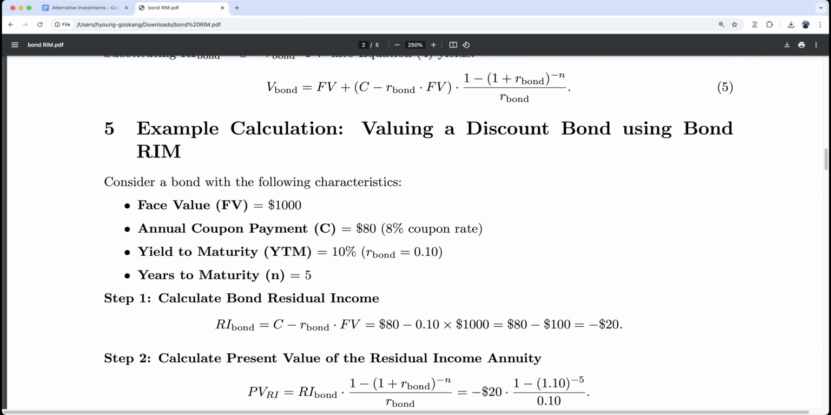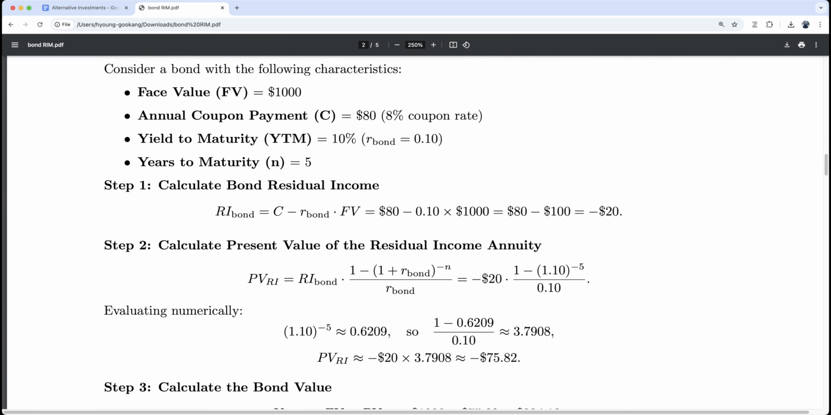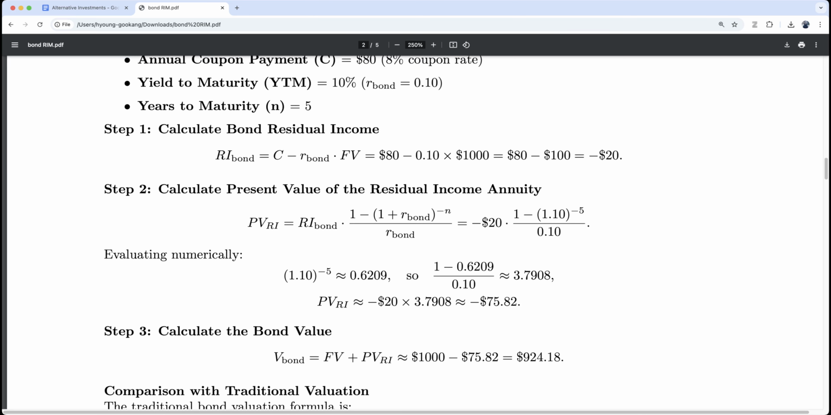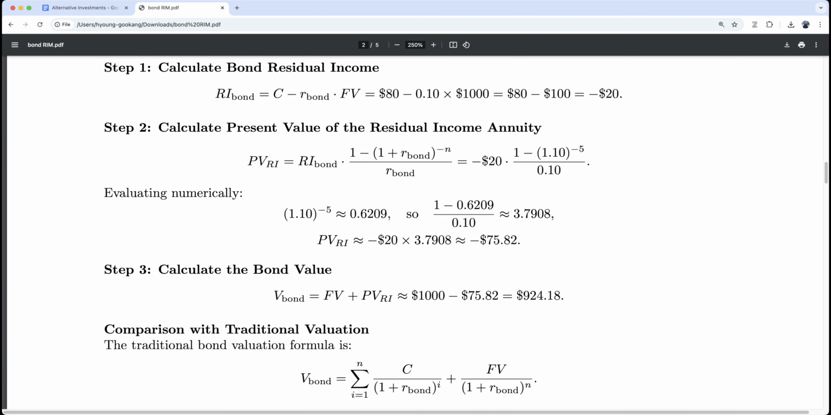Now calculate the present value of the residual income annuity, which is something like this. Therefore, present value of RI is minus $75. So it is a discount bond. Now we can calculate the bond value. Bond value is face value plus present value of residual income. Therefore, $924.18. Okay, so it is a discount bond.